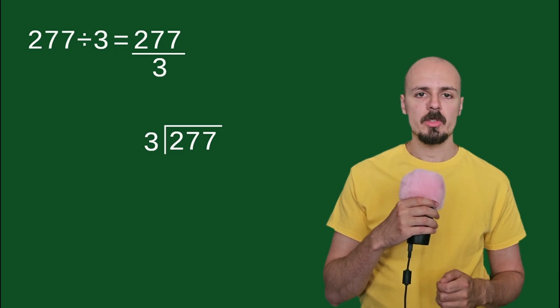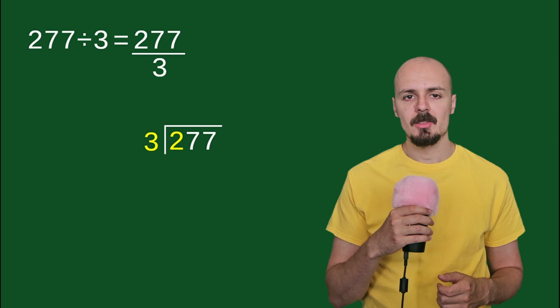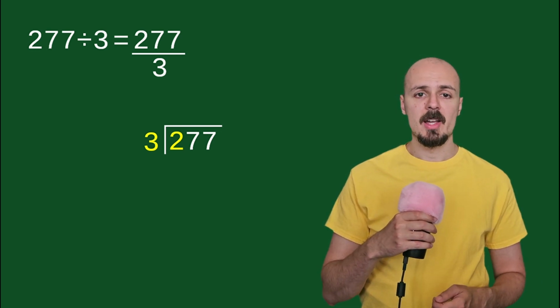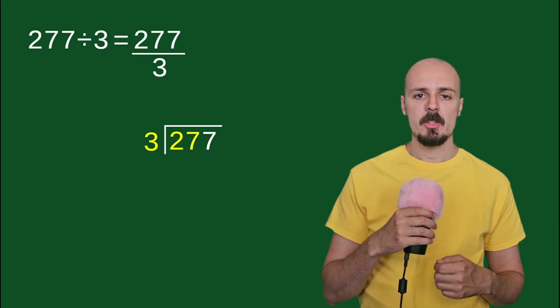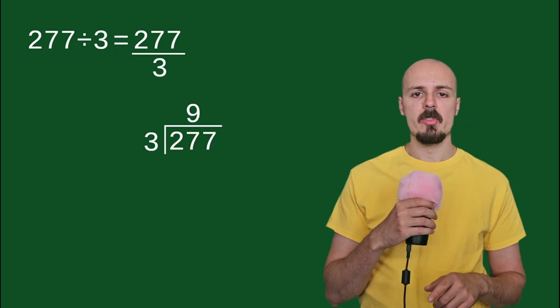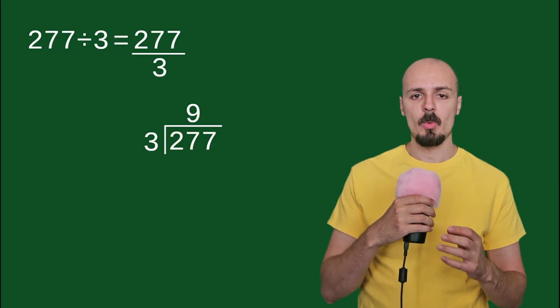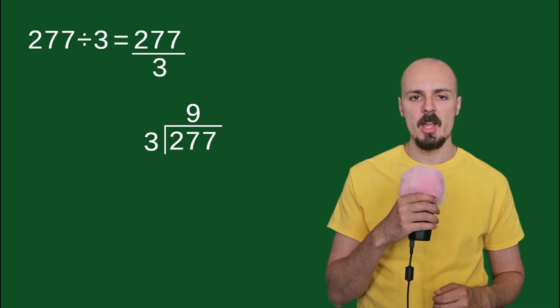But when you look to see how many times 3 goes into 2, you'll realize that it doesn't, not even once. So instead, what you'll do is ask, how many times does 3 go into 27? And the answer to that would be 9. Notice I put the 9 over the 7 and not the 2, because we went into the whole number of 27 and not just the 2. So be careful of that.